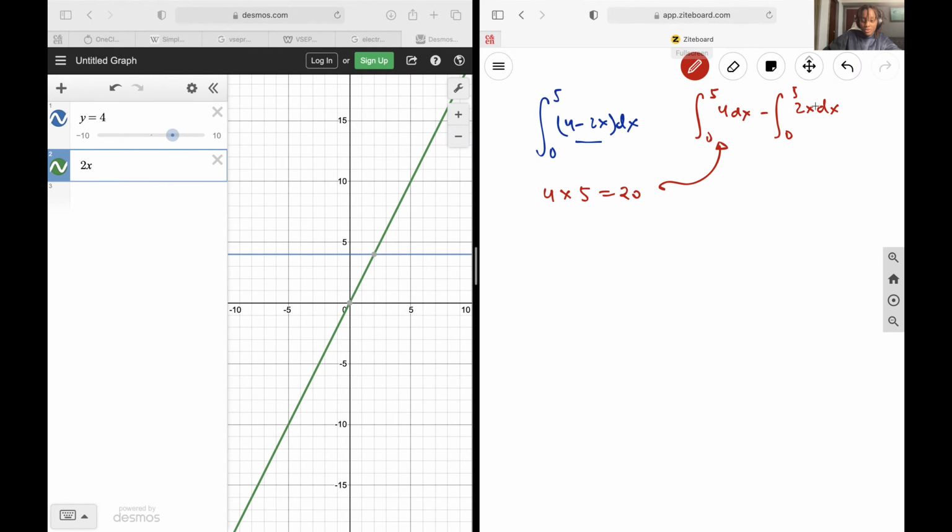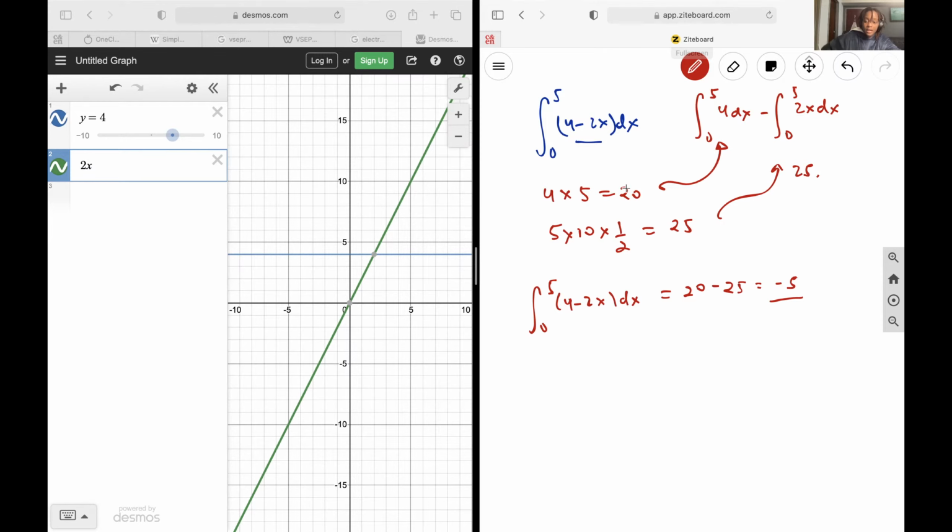If I want the area under 2x from 0 to 5, I can see that it is going to be a right angled triangle. So I can simply do 5 by 10 by 1 over 2. And that is going to give me 25. And so this is going to become negative 5 as my final answer.